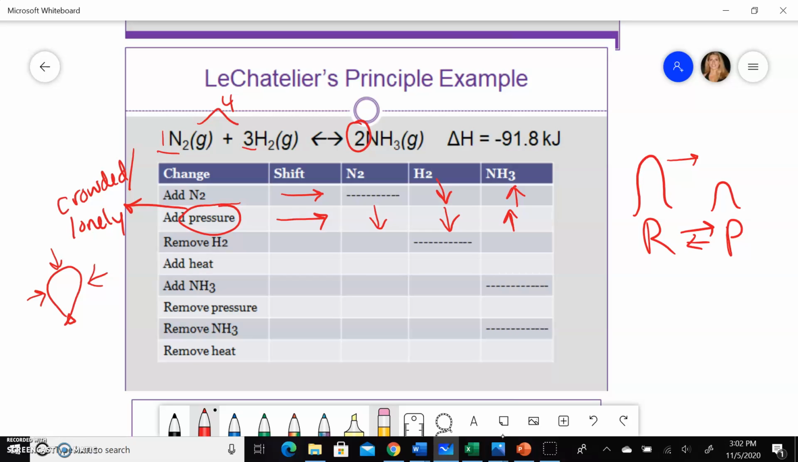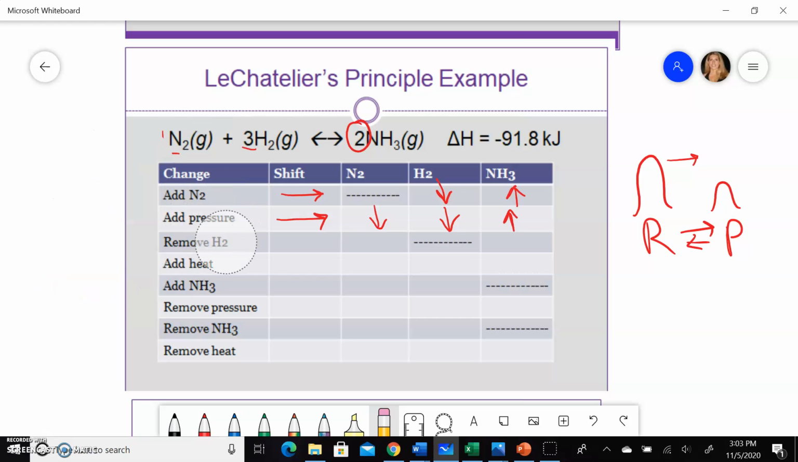All right, the next one, we're going to remove H2. So picture your sand piles. We're decreasing this sand pile, which means it's shorter than the product sand pile, and always go towards the shorter sand pile. So we're going to shift it to the left, which means that anything on the left will increase. Again, we crossed off H2 because we're physically changing that, so we can't measure it. And since we're going away from the NH3, that one's going to decrease.